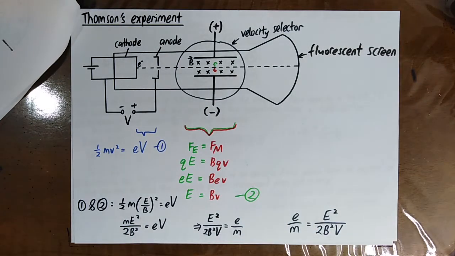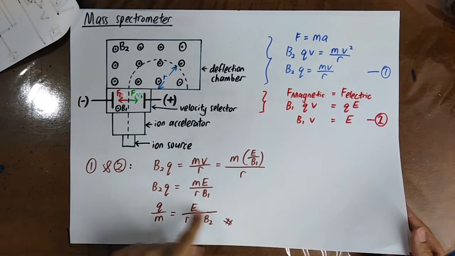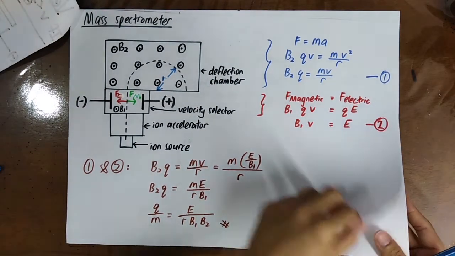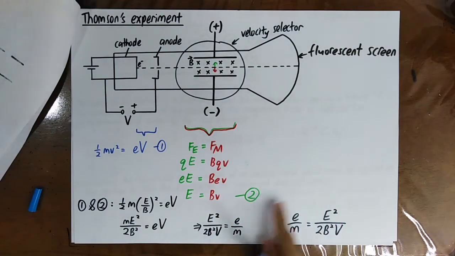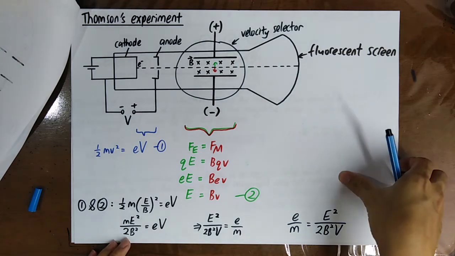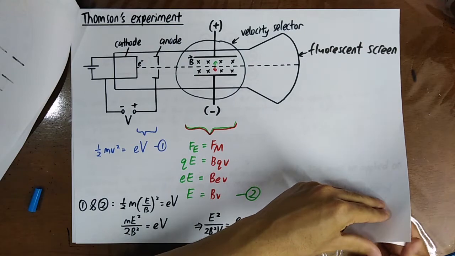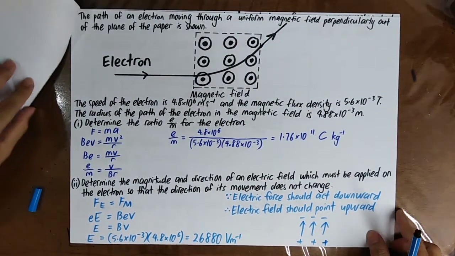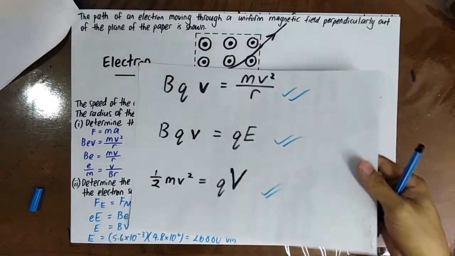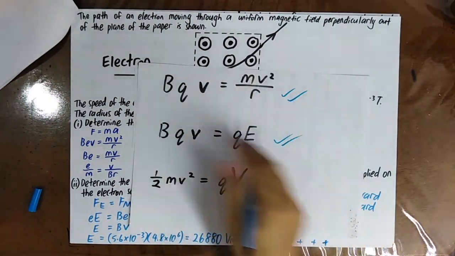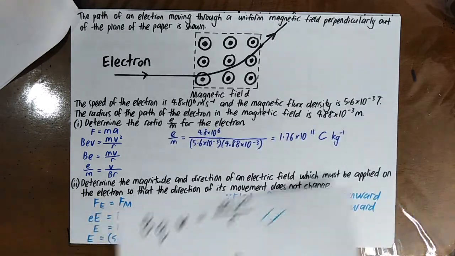So until now, you already have three different answers for the charge to mass ratio, which is this one, this one, and also this one. You have to remember that in this subchapter, you only deal with these three kinds of equations. So now we do some questions and answers.